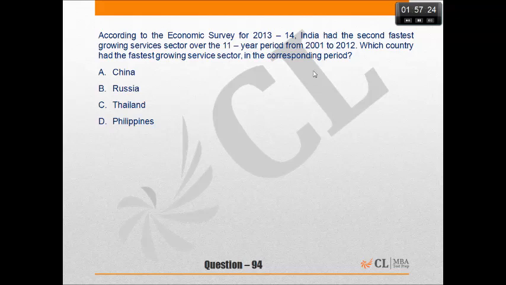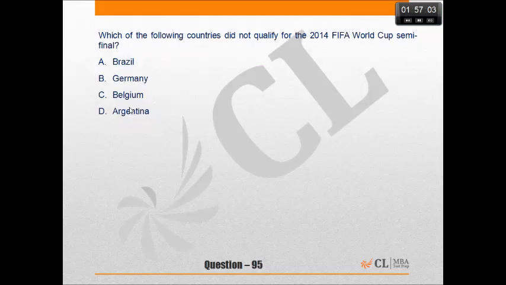According to Economic Survey for 2013-14, India had the second fastest growing services sector over the 11-year period from 2001 to 2012. Which country had the fastest growing service sector? I don't know, but can I use the choices? Russia definitely not, Thailand not, could be China or Philippines, but I'm taking a guess, so let me just quickly leave this and move on.